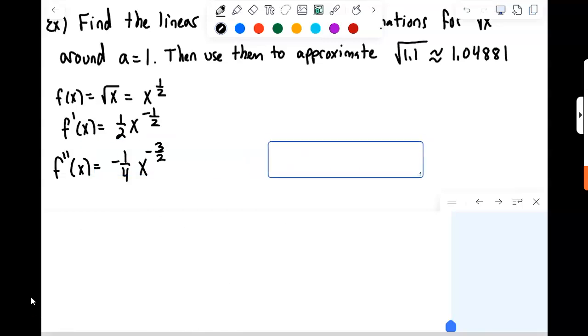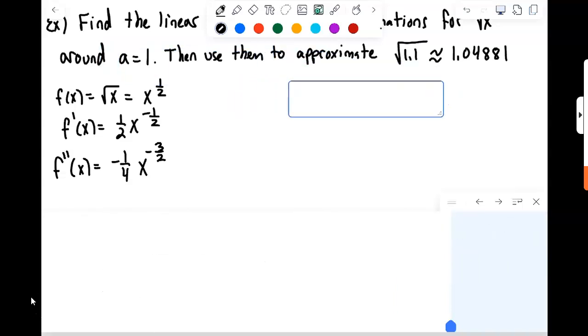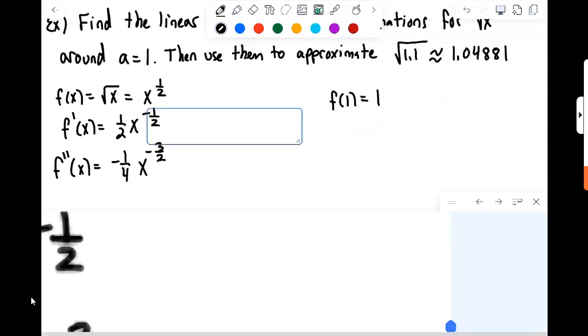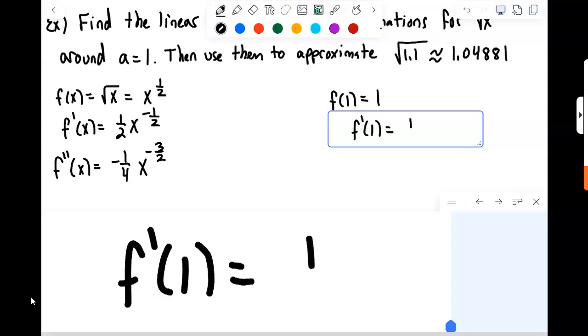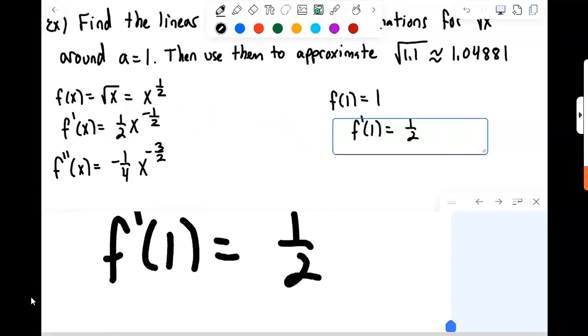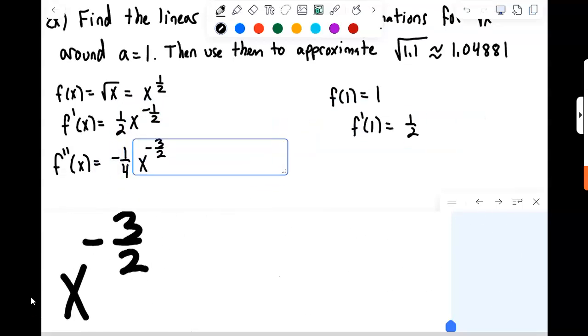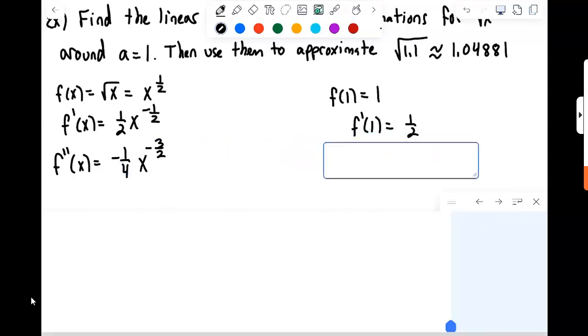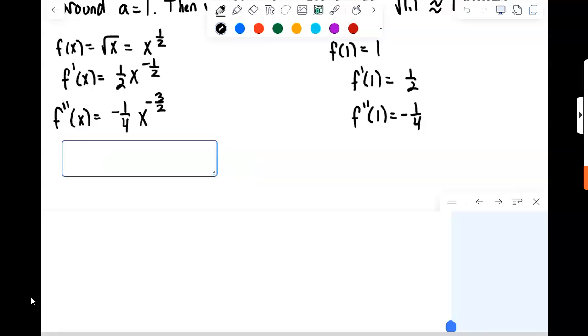Okay. And then we want to evaluate each of those at x equals 1 because we're going to need to know the value. So f of 1, of course, is just 1. F prime of 1 would just be 1/2 because the square root of 1 would be 1. Put it in the bottom, it'd still be 1. And same thing, 1 to the negative 3/2 is going to be 1. So f double prime of 1 is going to be negative 1/4. Okay? So let's compute our functions here now.